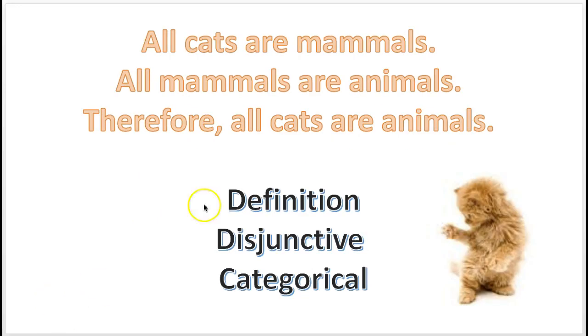Here's another practice problem for you. Why is this argument a deductive argument? All cats are mammals. All mammals are animals.